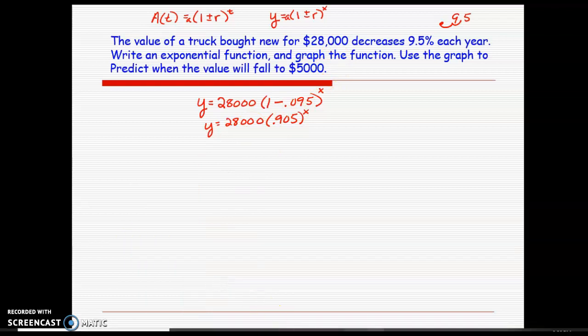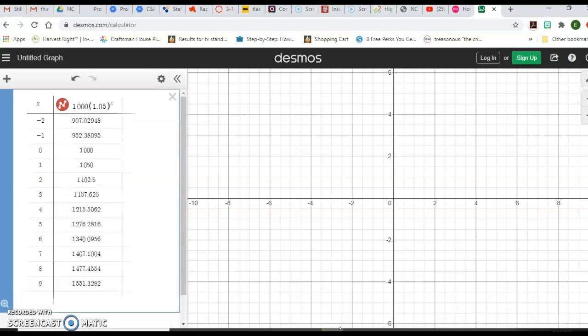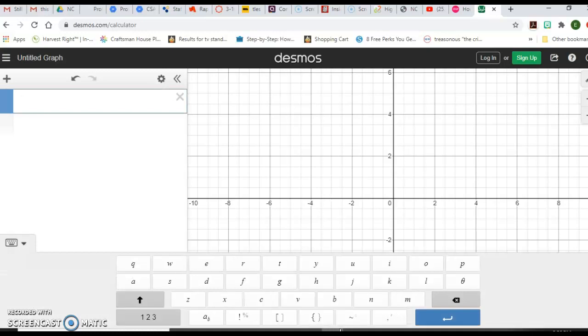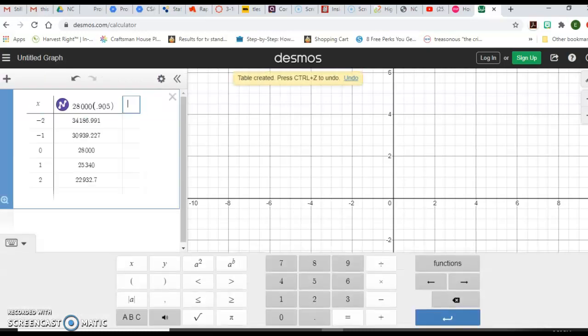So we're going to go back to Desmos and put this in. So y equals $28,000 times 0.905 to the x. And then we're going to do settings. We're going to add a table. And we're going to see what happens. Okay.